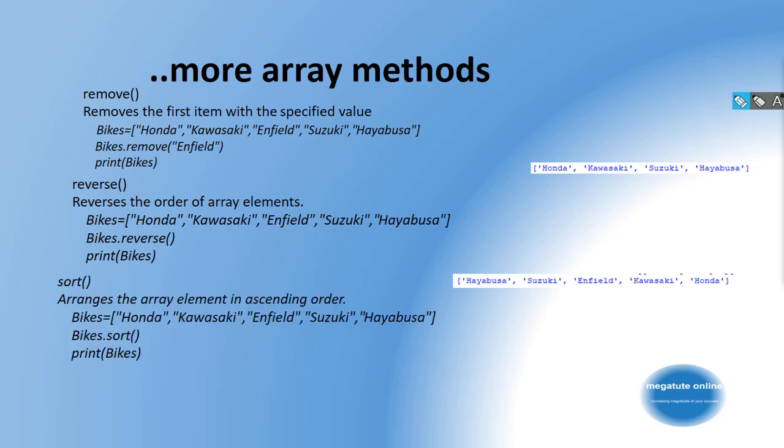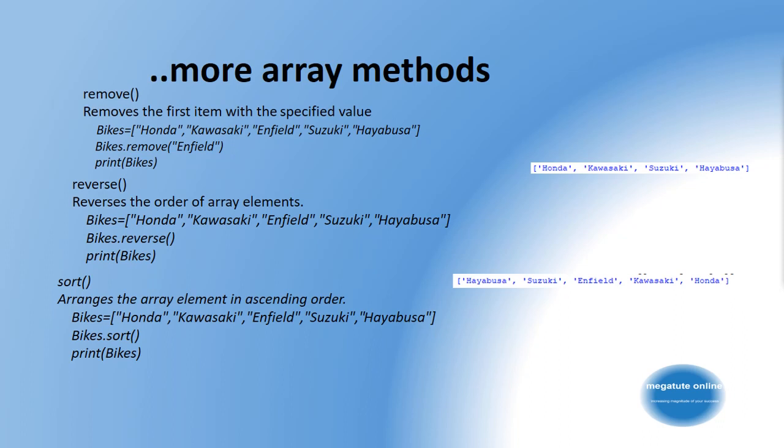Now we have the sort function also. The sort function arranges the array in alphabetical order. So if I say bikes.sort(), it is going to arrange all the elements here in ascending order. By default, it is ascending. If I have numbers here, it will sort the numbers in ascending order. If there are string elements, meaning names, it is going to put them in dictionary order, or alphabetically.